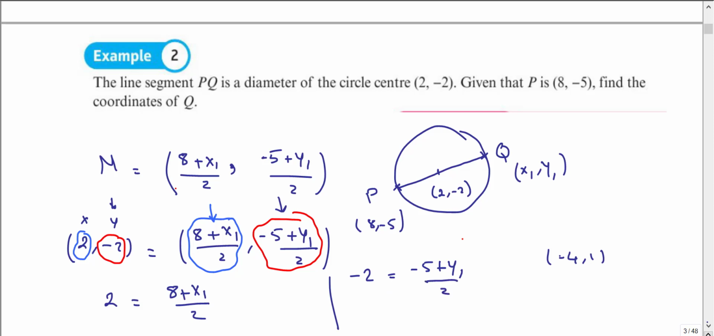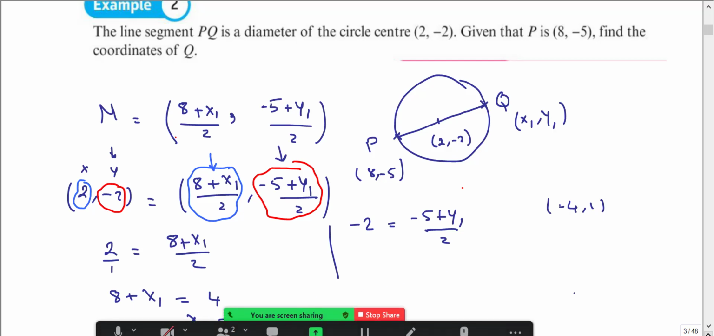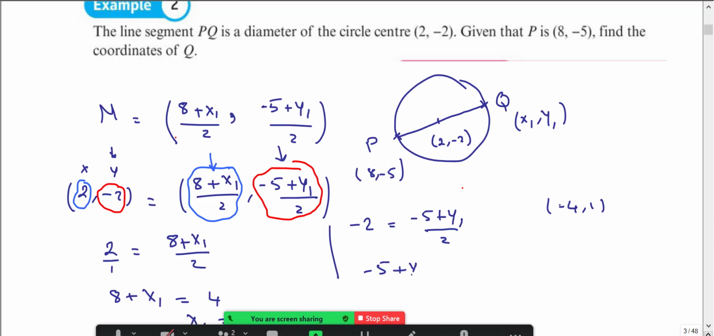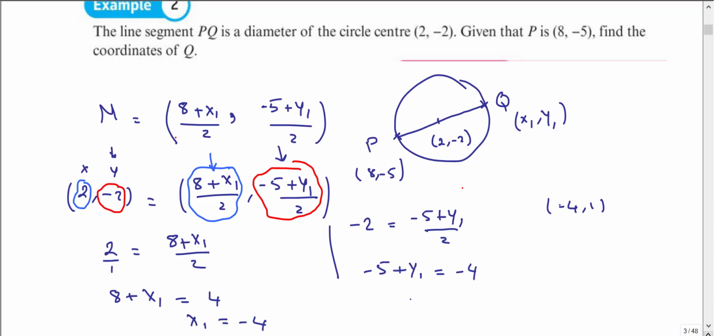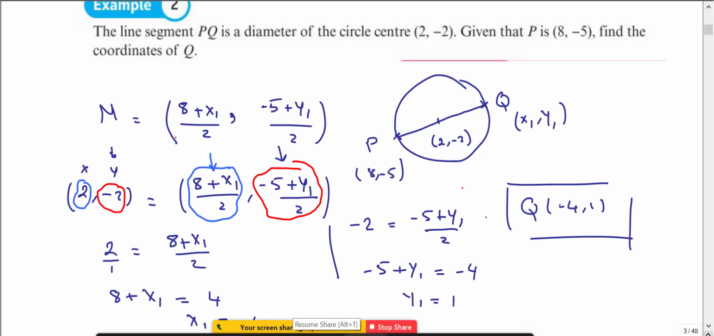So what's to do next here? You cross multiply. You get 8 plus x1 equals 4, and x1 in this case will be negative 4. And for this one also you cross multiply, so y1 will be 1. So the point is point Q. You get this? Yes, sir.